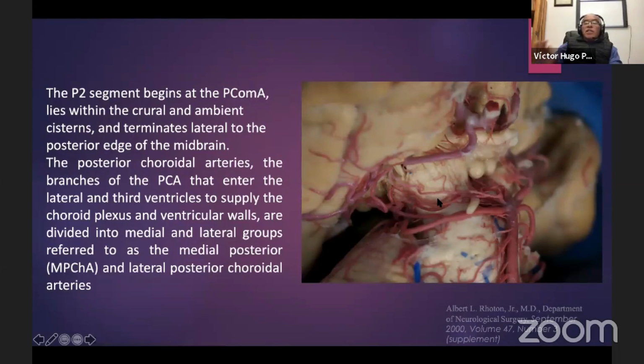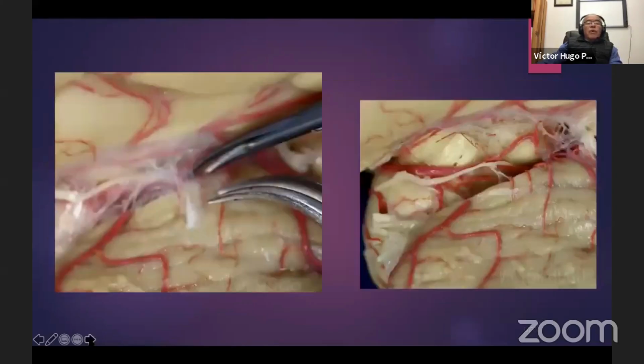This is a special variation. I have not seen another brain like this, because in this there is absence of communication between anterior and posterior circulation. This is the superior cerebellar artery, and these are P1, but look, this artery is giving rise to some posterior choroidal arteries, and some of them are irrigating the peduncle of brain.